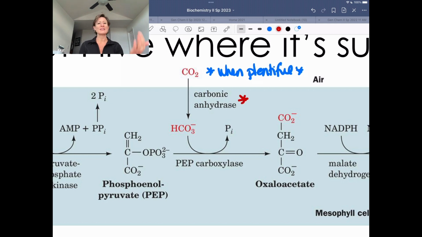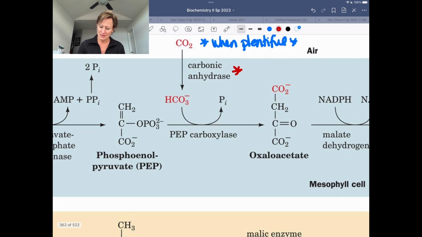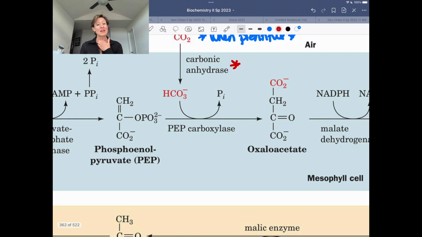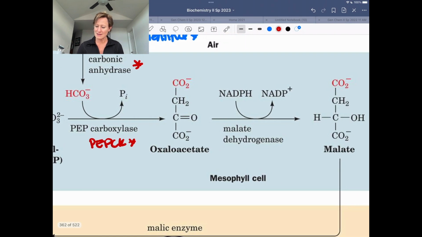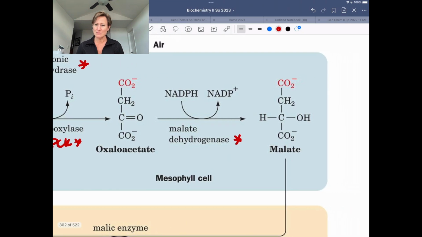Carbonic anhydrase, right? That's going to take and assimilate carbon dioxide with water and make bicarbonate. Here we've got phosphoenolpyruvate carboxylase, right? We've got PEPC here, an enzyme that we've learned about. We're going to make oxaloacetate. Then malate dehydrogenase, a citric acid cycle enzyme. So we're going to take that oxaloacetate and we're going to make it into malate.